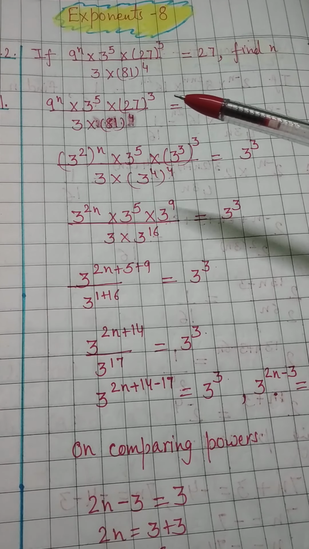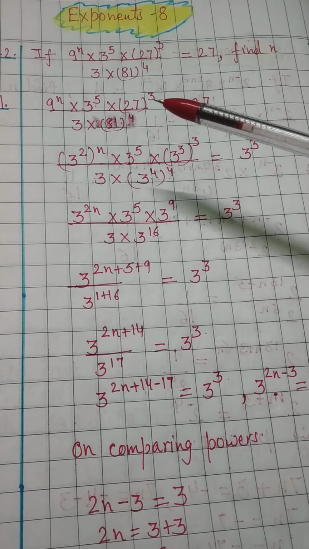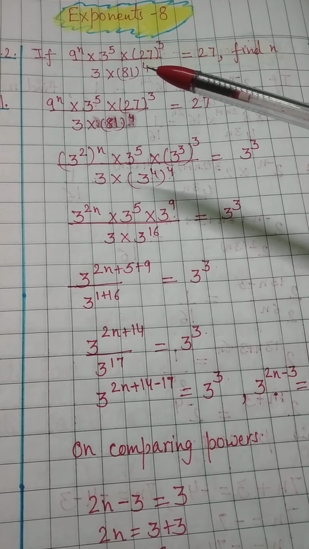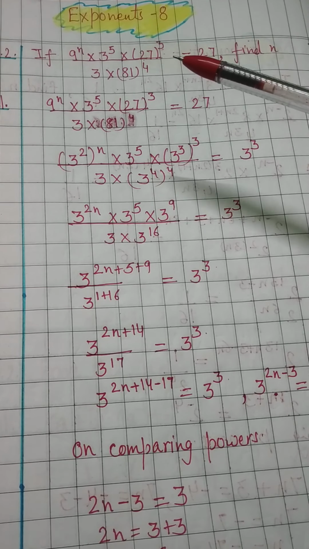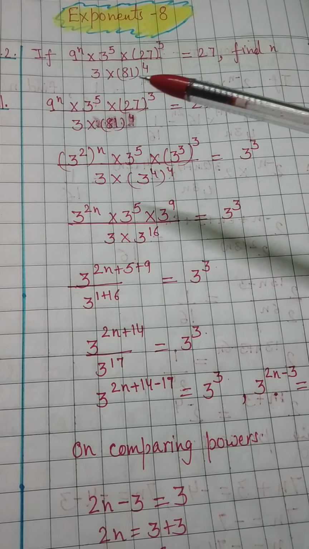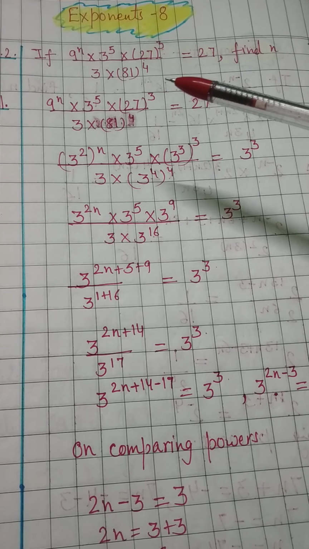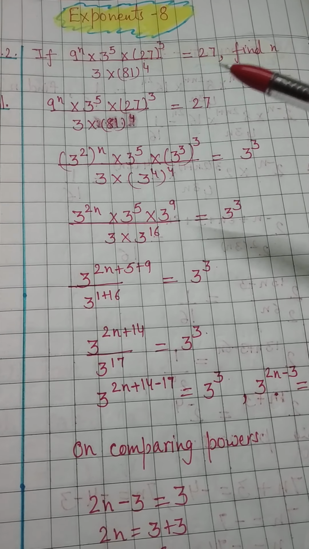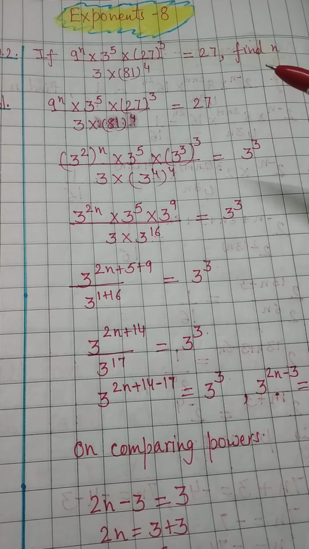So today's second question is: if (9^n × 3^5 × 27^3) / (3 × 81^4) = 27, find n. So here we will write, we have to find the value of n.